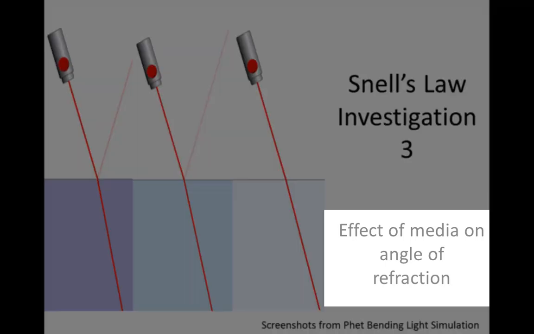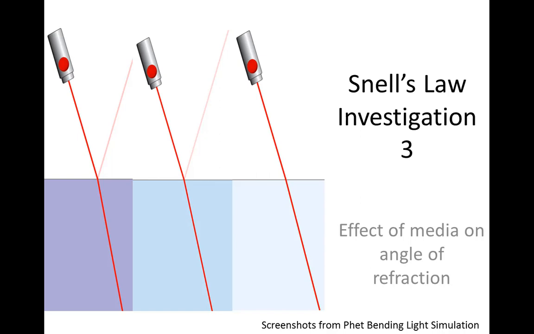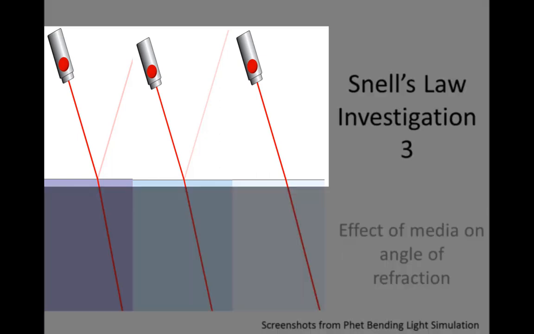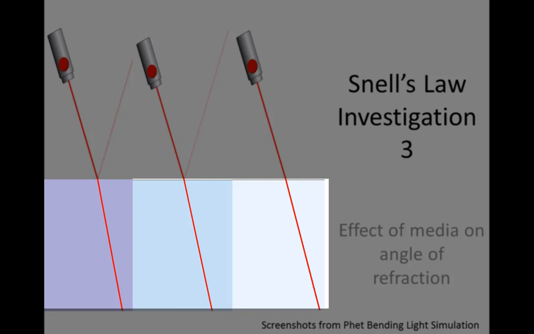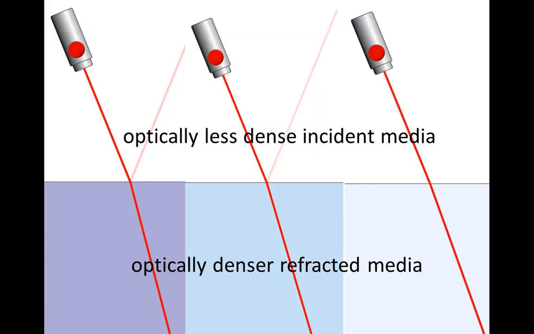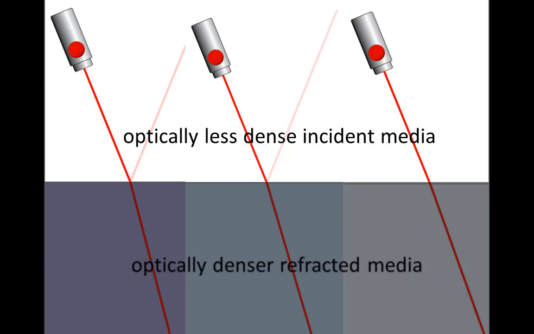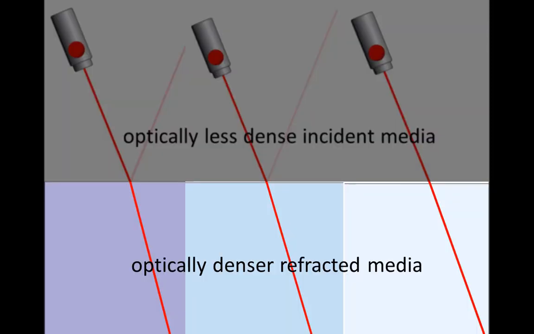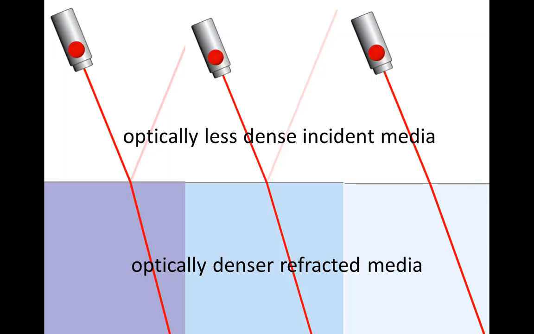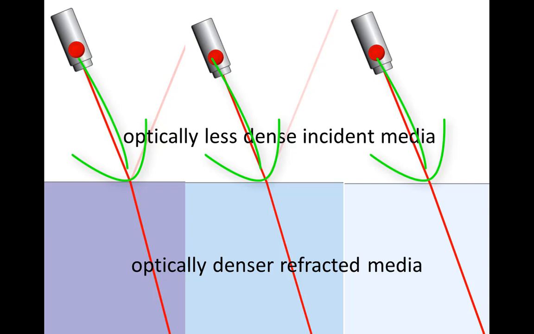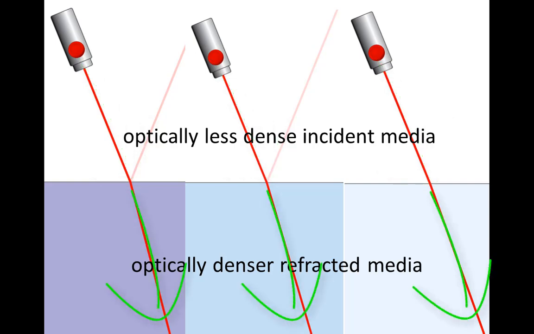Let's investigate the effect of media on the angle of refraction for situations where light is traveling from an optically less dense medium to an optically denser medium. In this investigation, we're going to keep the incident medium constant at A, and change the optical density of the refracted medium. We're going to see how that affects the degree of refraction. In all cases, because the light is traveling from an optically less dense medium to an optically denser medium, the light is going to be bent towards the normal.